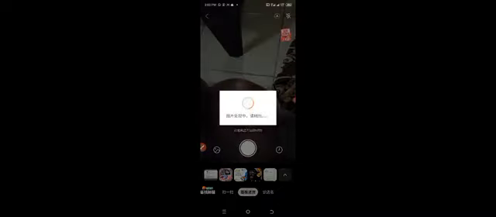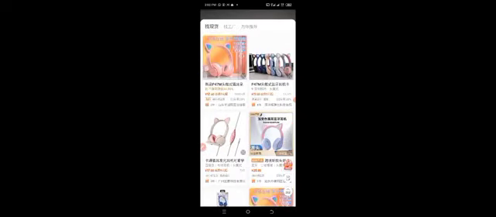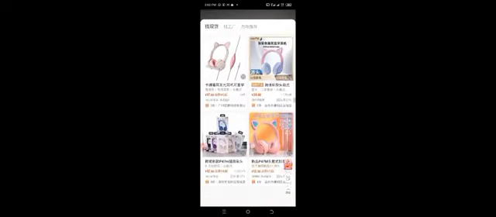When you tap it, it takes you directly to your gallery. I already have a picture of a headset here, so I'll just tap it and then it loads. It's loading, it's searching, and the next thing is going to bring out the available stores that sell that particular kind of product that you have in your picture.